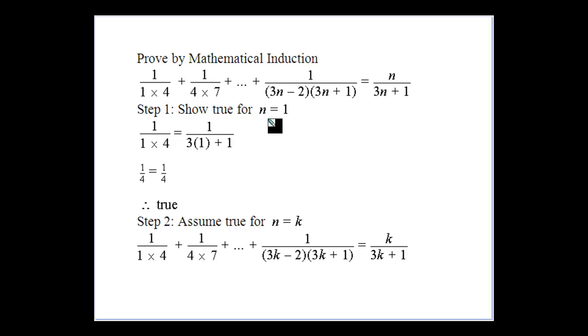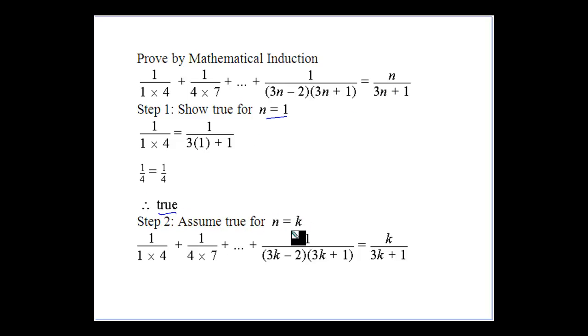So the first step we'll go is, okay, let's prove it's true for n is equal to 1 again. So we sub in 1 for those two terms. We get the 1 over 1 times 4, which gives us a quarter. Sub in 1 there, 1 here, so we get 1 over 3 times 1 plus 1 gives us a quarter there. So it's true for n is equal to 1.